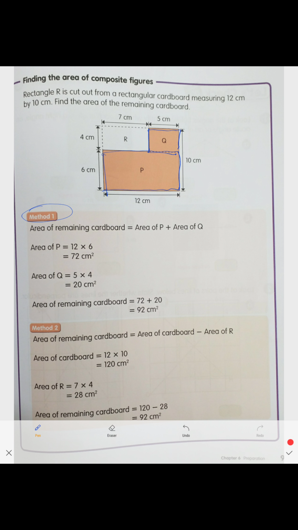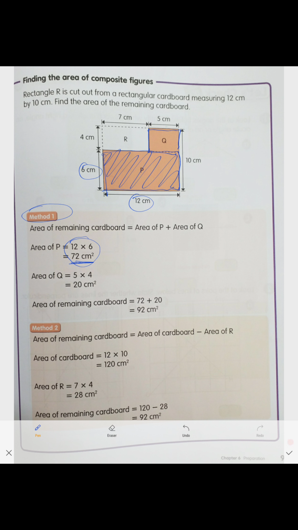We think of it as separate rectangles, right? So area of P, this one is 6 centimeters by 12. 12 by 6 is 72 square centimeters.